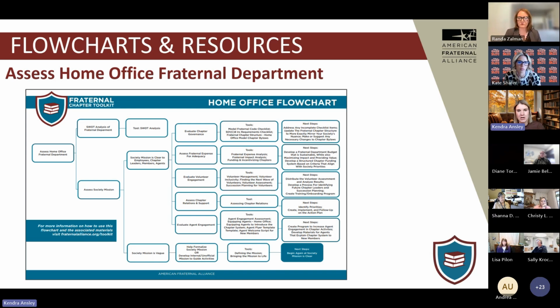So on this home office chart, you have two areas. We're looking at a SWOT analysis, so strengths, weaknesses, opportunities, and threats, and then mission clarity. And those are going to lead into a series of tools and resources related to chapter governance, fraternal expense analysis, volunteer engagement, chapter relations, and agent engagement. So we recognize that looking at this and seeing it alongside the other flowcharts can be really overwhelming. It's a very large undertaking, but we're hoping if you just start with the SWOT analysis, you'll get a little bit of your rhythm going, you'll understand where to start, and just take it piece by piece.